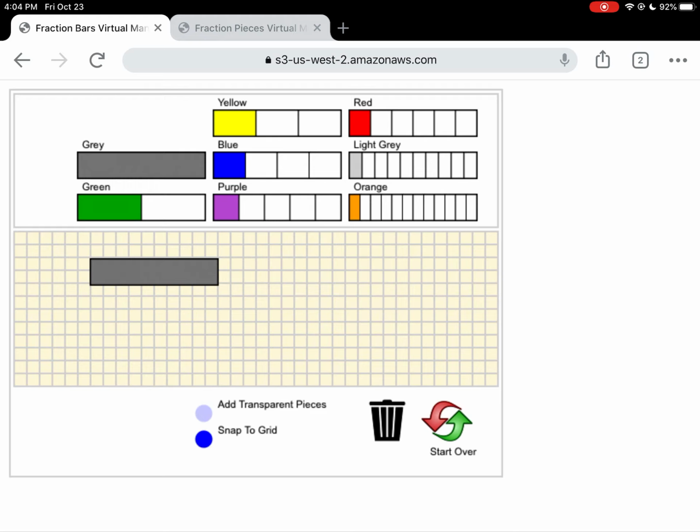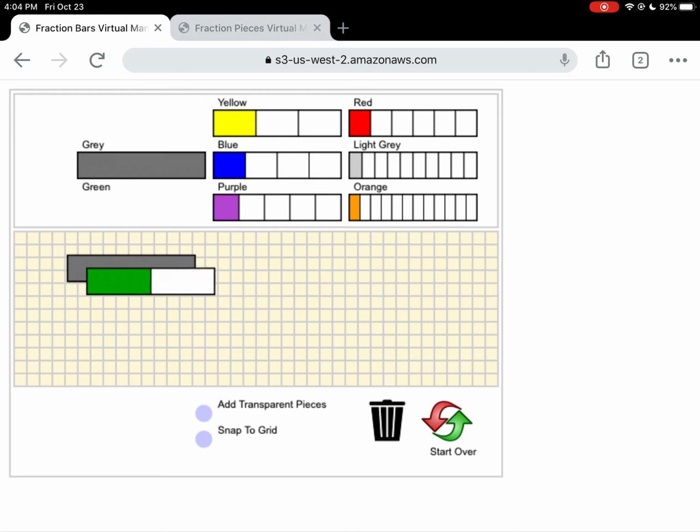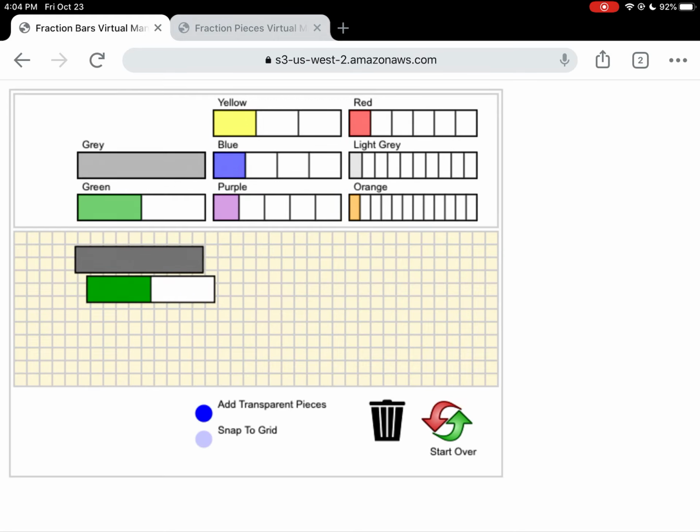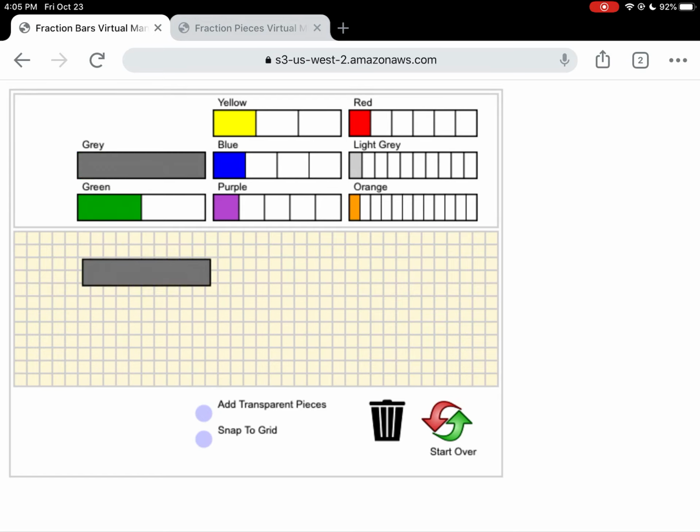I don't seem to be able to change these settings down here on this iPad, and I'm not sure why this doesn't seem to be working on the iPad. It'll work better if you go straight to the web page and do this with your mouse. Well, let's start over. So the gray represents a whole, and the green clearly represents a half.